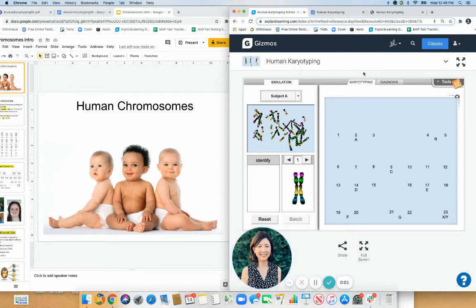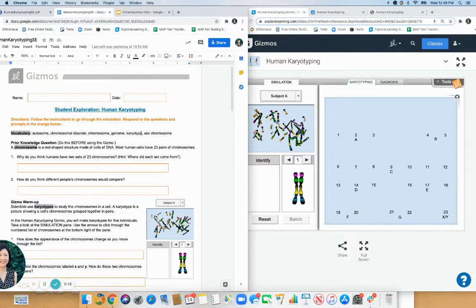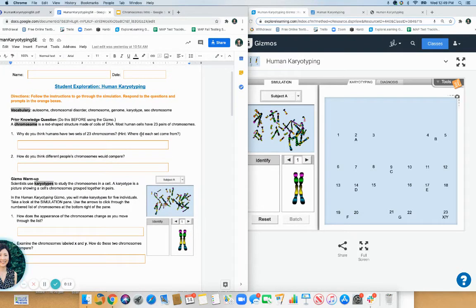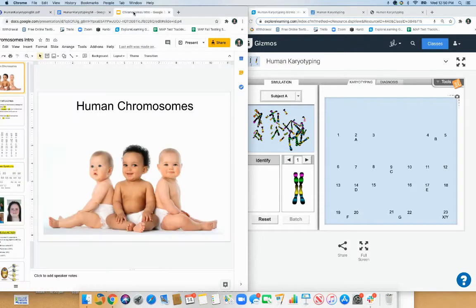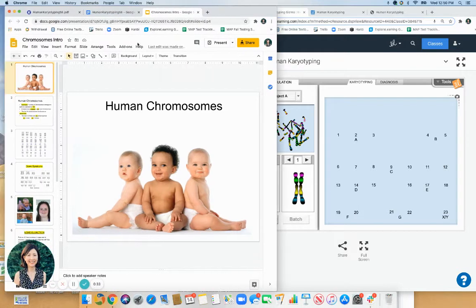Through the human karyotyping gizmo, if you want to watch. So this is going to be our answer sheet, and it says to kind of have a little bit of background information on some of these terms. I just wanted to show you a little bit about chromosomes and karyotypes before you get started, so you know what we're doing.